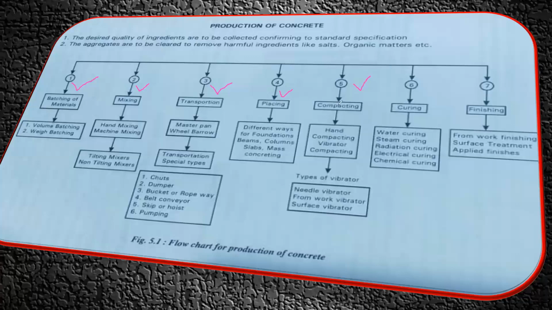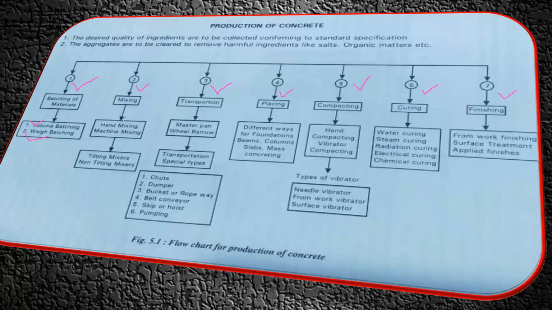Then once your compacting is done, we have to do the curing so that there is no loss of water from the concrete and the concrete will start to gain its strength, right? And finally you are going to do the finishing of that. So under the batching of materials, we have two things. One is volume batching, the second is called weigh batching. We'll try to see this in detail. As of now, understand, we have volume batching and we have weigh batching.